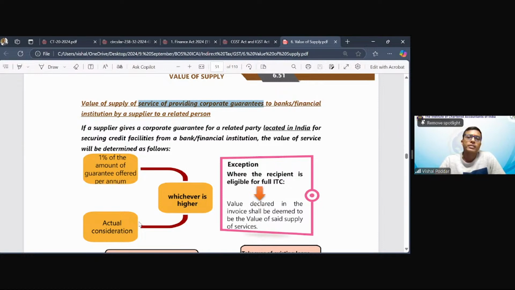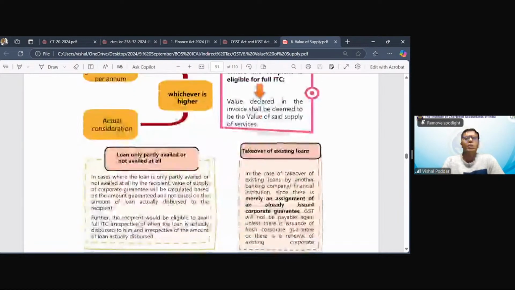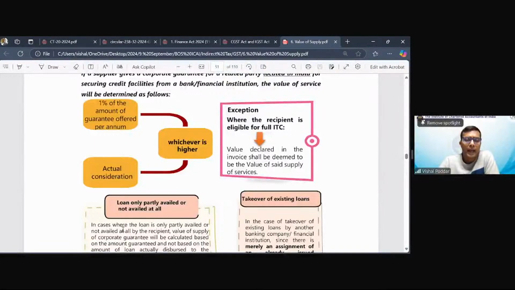For standing as a guarantor, this particular director may or may not charge any consideration. Now, there are two possibilities. He has charged a consideration or he may not have charged a consideration. If he has not charged a consideration, what is the value? The value is 1% of the amount of guarantee offered, and this 1% is the value per annum. If he has charged a consideration for standing as a guarantor, the value will be the higher of this amount.